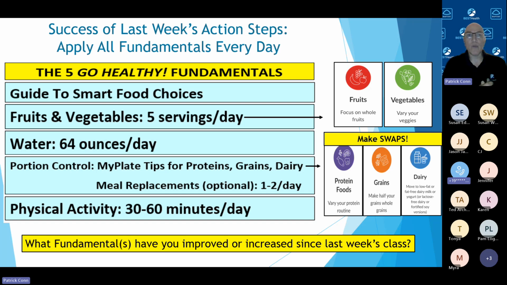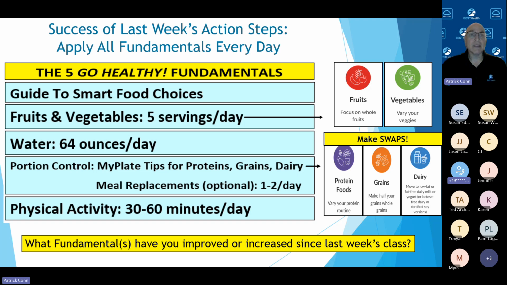So, if you do recall, we talked last week about applying all of the fundamentals every single day to really maximize your success. Remember, the first one is using that guide to smart food choices to help you select the foods within all the 5 food groups to help control your calories. Okay, remember we had the green foods or the anytime foods, we had the yellow or portion control foods, and we had the red or the occasional foods.